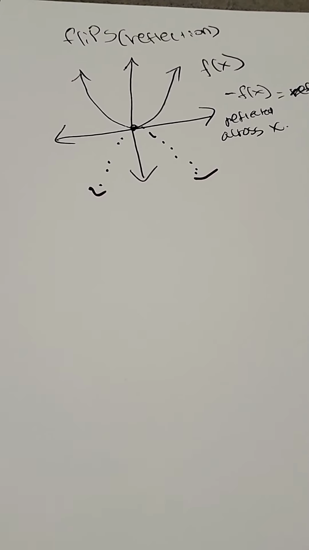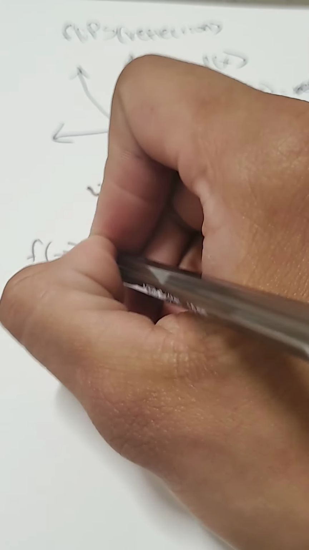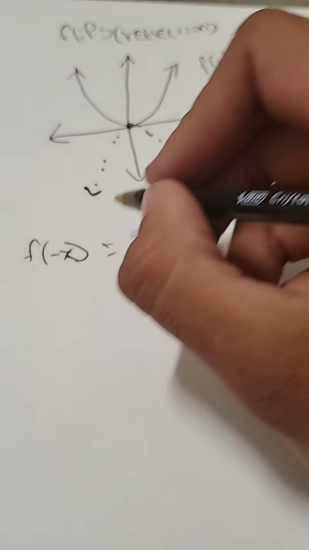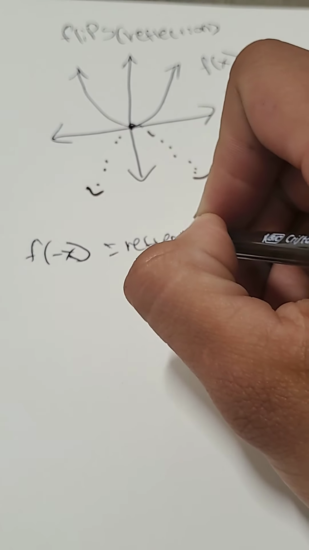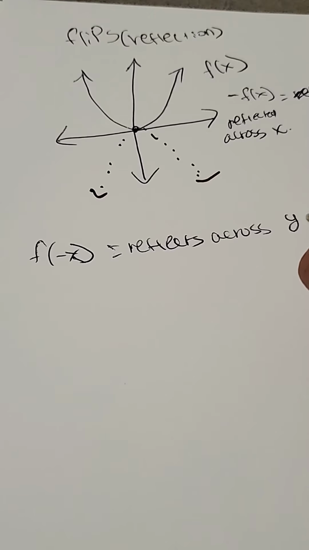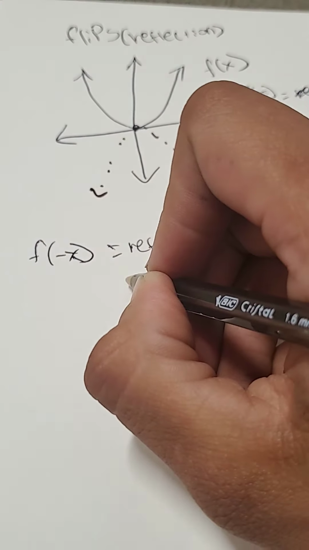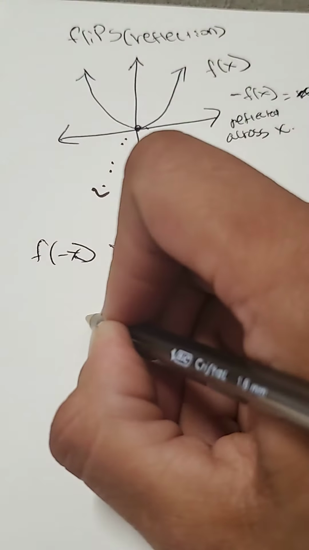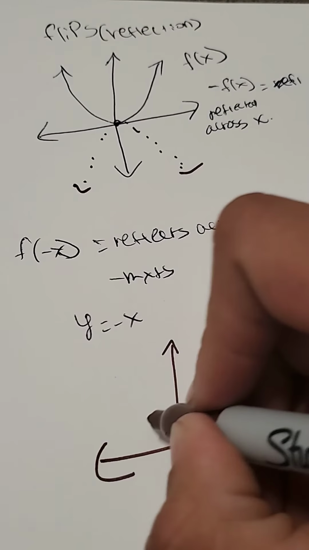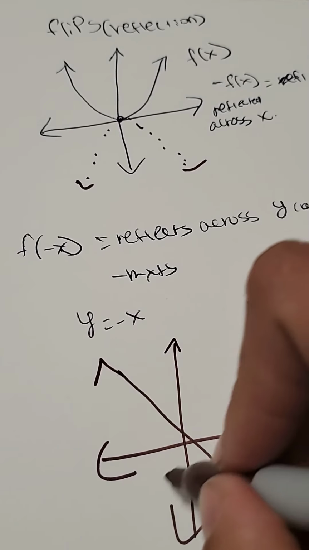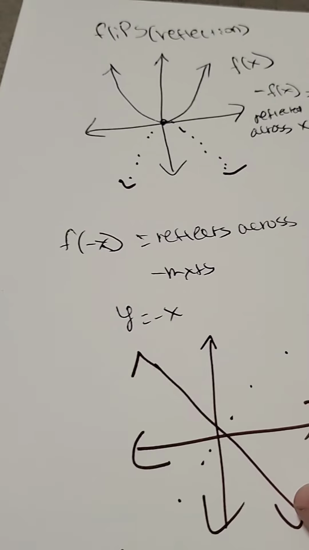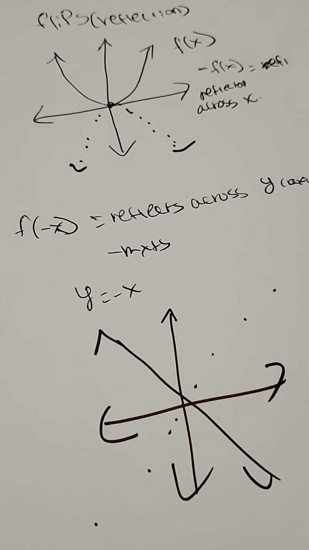Now, if we have f of negative x, it reflects across the y-axis. That's why when we had negative mx plus b, so y is equal to negative x, the graph did this instead of doing one of those. So it reflects across the y-axis instead.